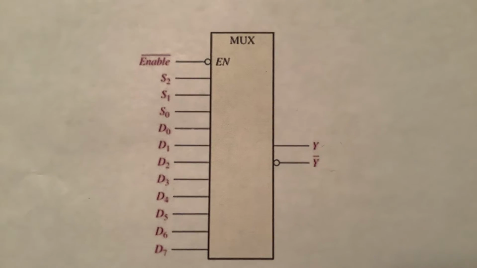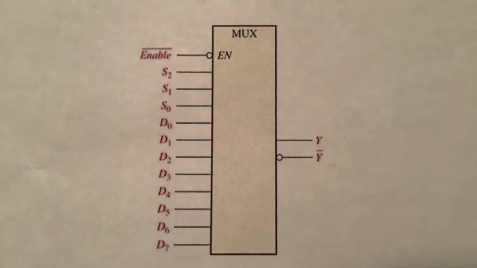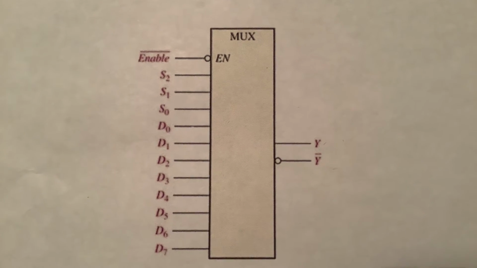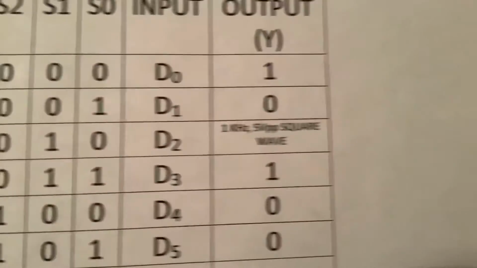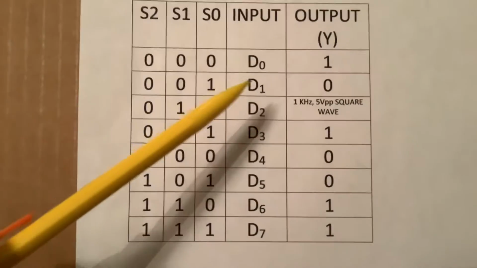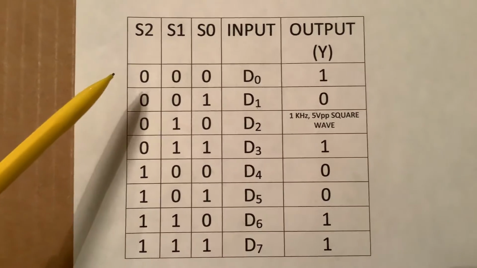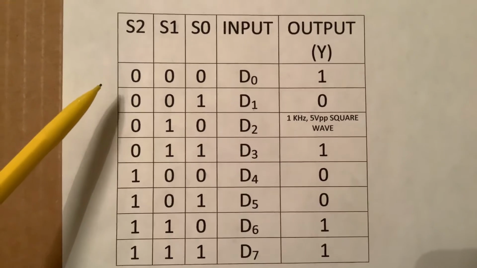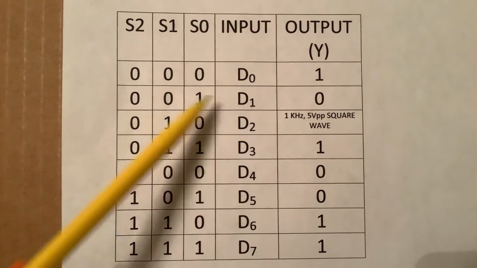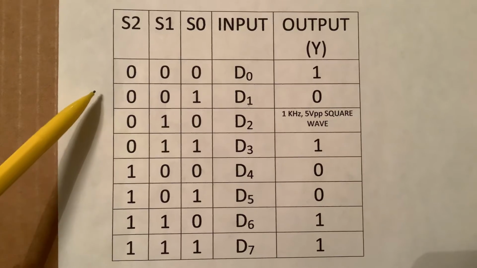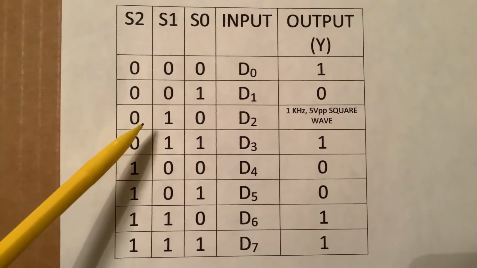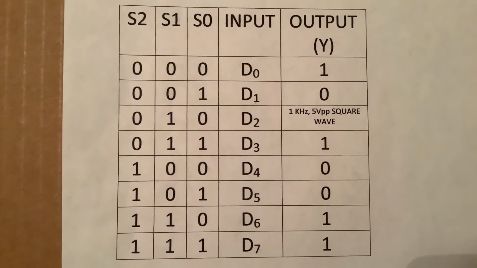Each binary combination of the selector switch will have a corresponding data input. In this example, D0 corresponds to the binary combination for the numeral 0. D1 corresponds to number 1, the binary combination number 1. D2 corresponds to the binary combination of number 2, and so on.